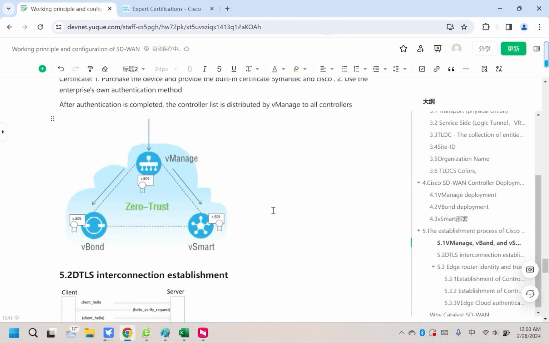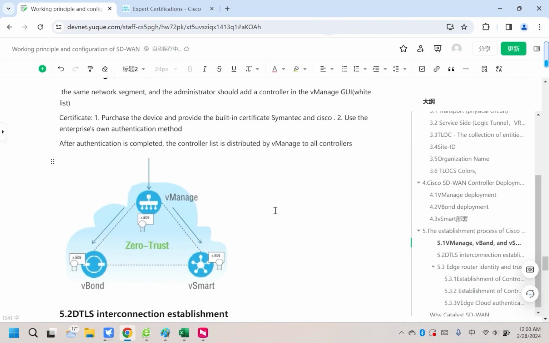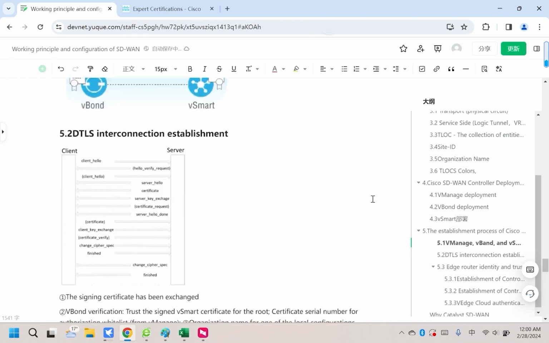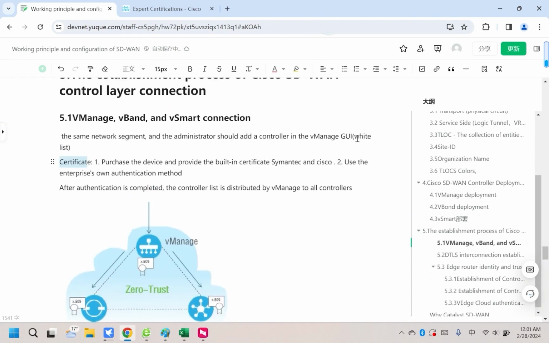Okay, next, let's make a brief summary. After we have deployed the vmanage, vbond, and vsmart images in a VM environment, they are actually in a zero trust environment. How to integrate? Two important factors. The first one is certificates. The second one we call the whitelist. This whitelist is configured by the vmanage administrator through the graphical interface of vmanage.